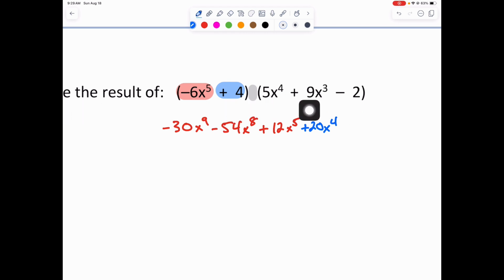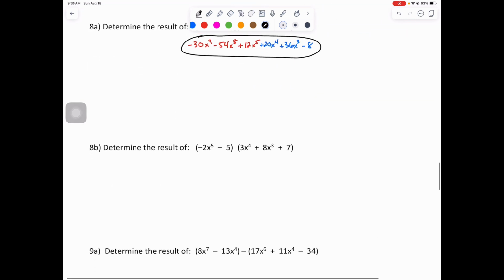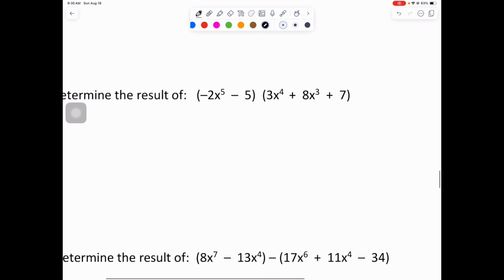All right, so 4 times 9 is 36. Don't forget our x cubed. Then we're just going to continue with it down the line. And 4 times negative 2 is negative 8. There is nothing to combine with this one. Go ahead and circle your answer. All right, 8b. Feel free to go ahead and try that on your own independently.